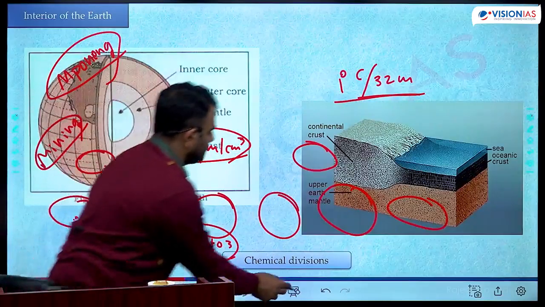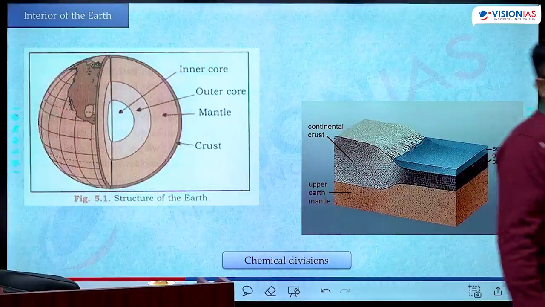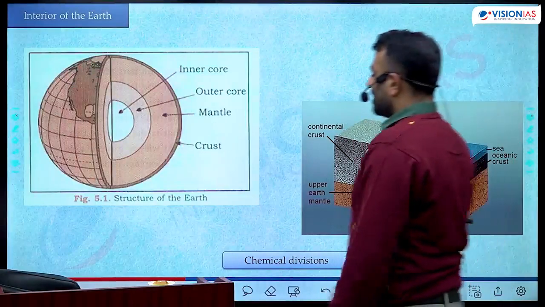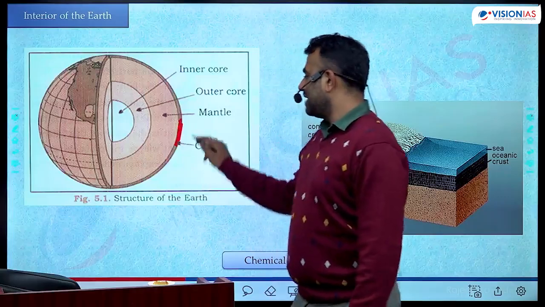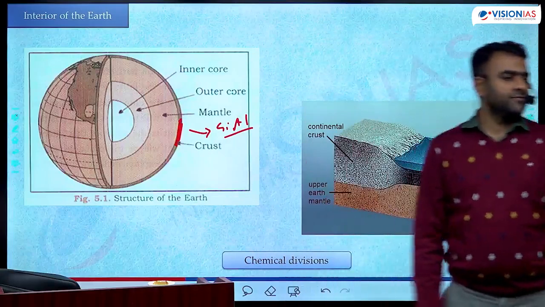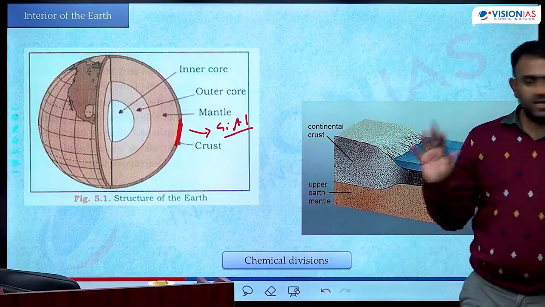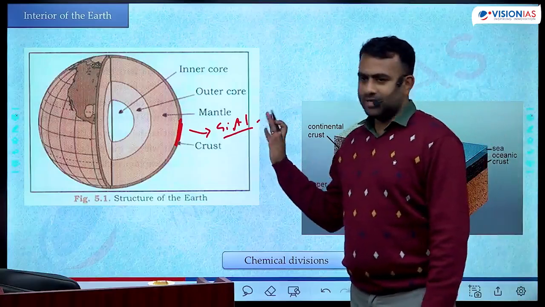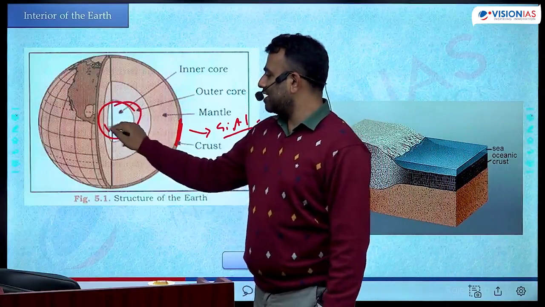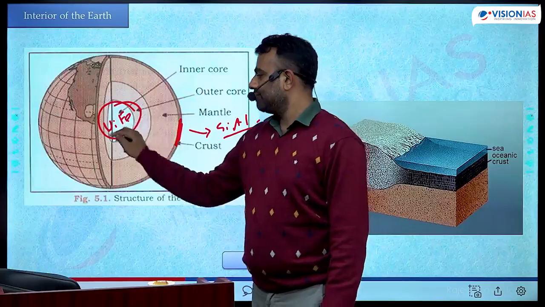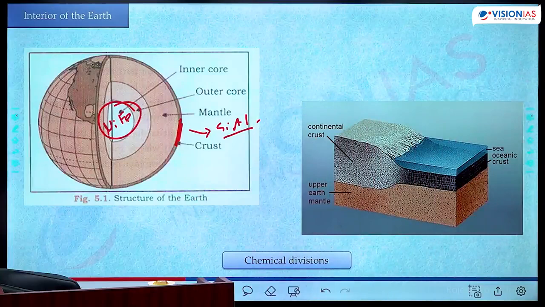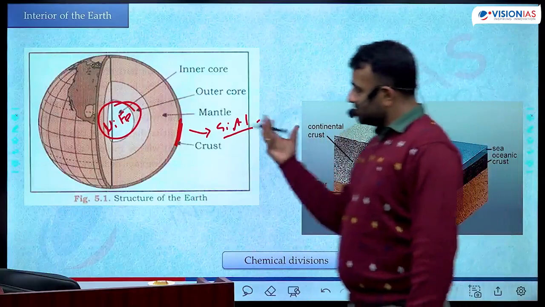Based on this, we have divided the earth chemically. Chemical divisions include crust, mantle and core. Crust is the outermost layer which is made up of very, very light elements like silica, aluminum, sodium, calcium, etc. वो सारा lighter elements है. Core is the innermost part which is made up of heavier elements like nickel and iron. Remember, crust, mantle, core is a chemical division, not a physical division. Chemically उसका division हुआ है. It is based on the chemical composition.